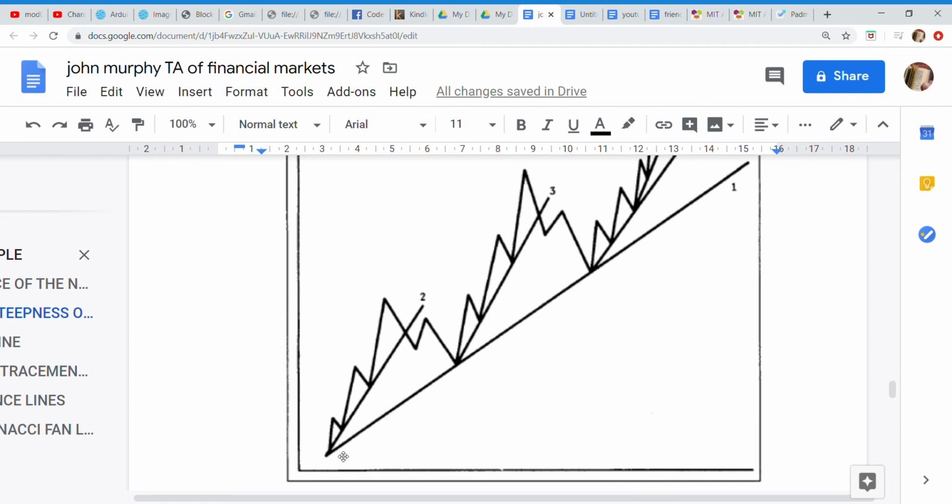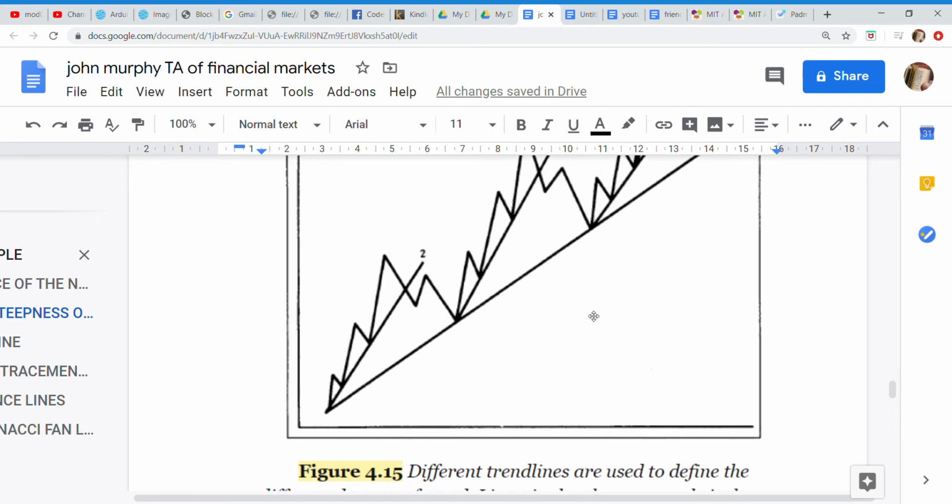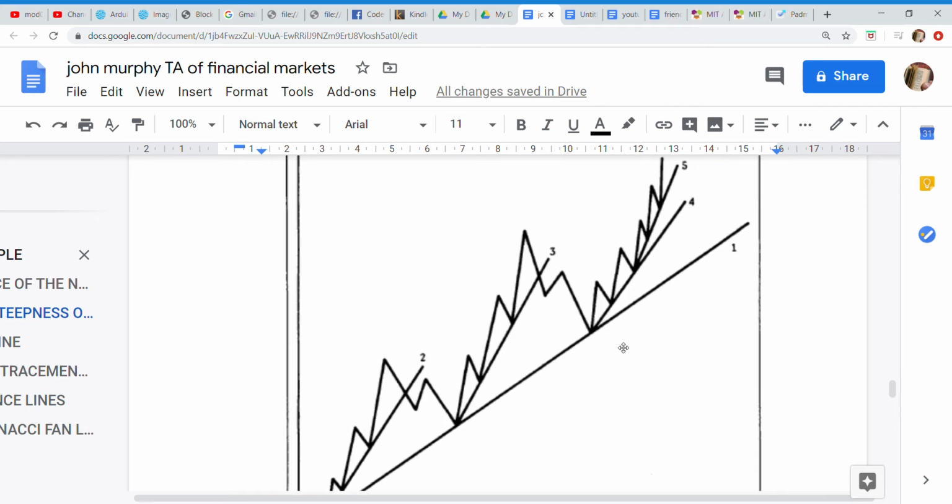So this was the first trend line. Then this is the second trend line. This is third. Then this is fourth. So these are basically intermediate trends. This is a major trend, these are intermediate trends, and these are minor trends.